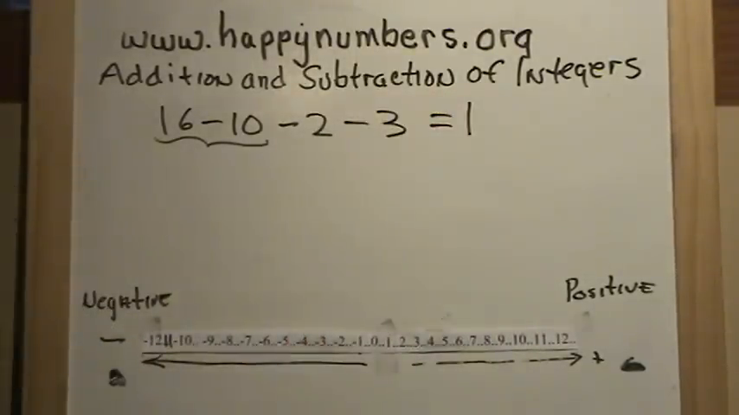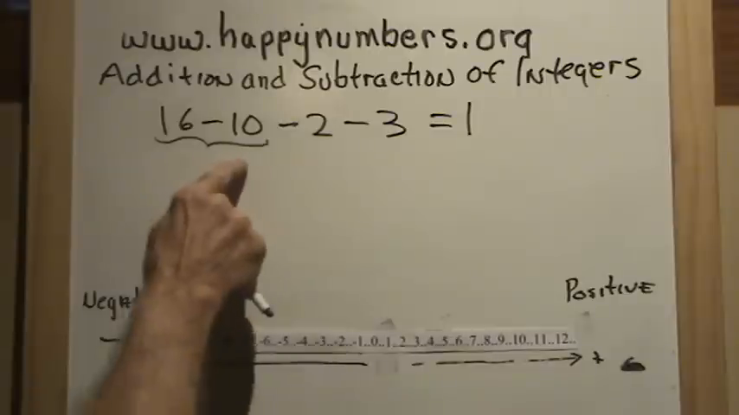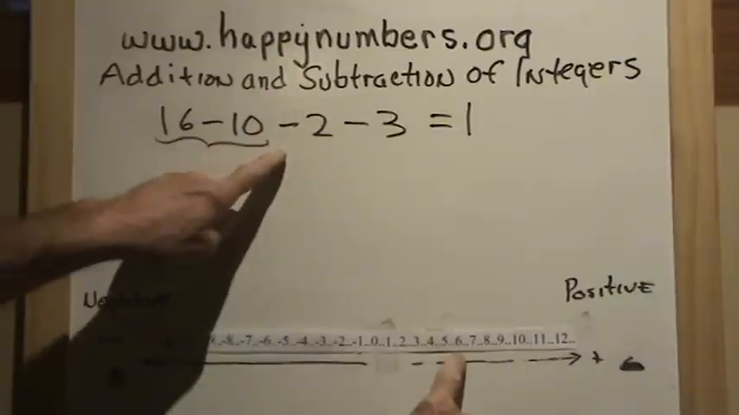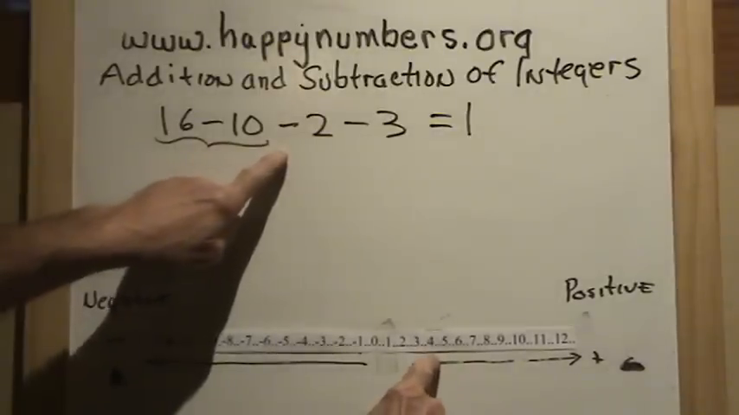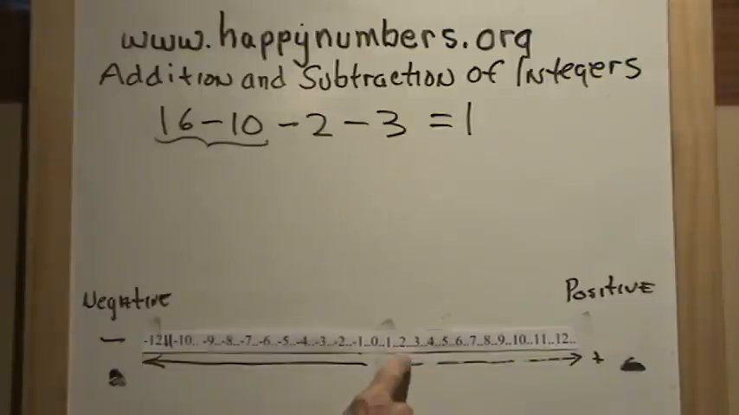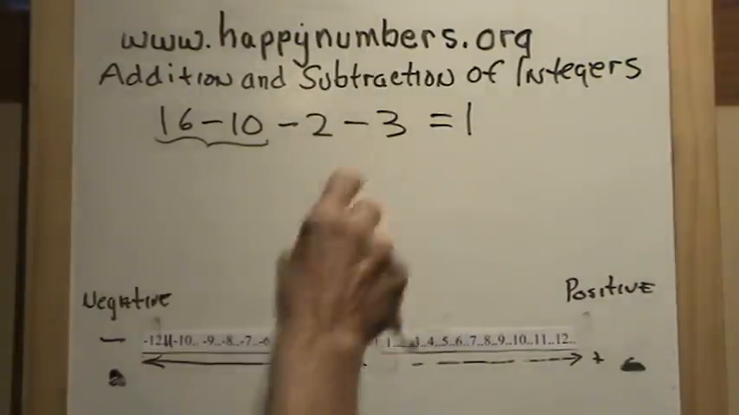Now let's look on the number line. Suppose I was at 16, 15, 14, 13, 12. So if I moved 10 in a negative way, I would wind up at 6. And then from 6, if I moved in a negative 2, 1, 2, I would wind up at 4. And from 4, if I moved in a negative 3, 1, 2, 3, I would wind up at 1.